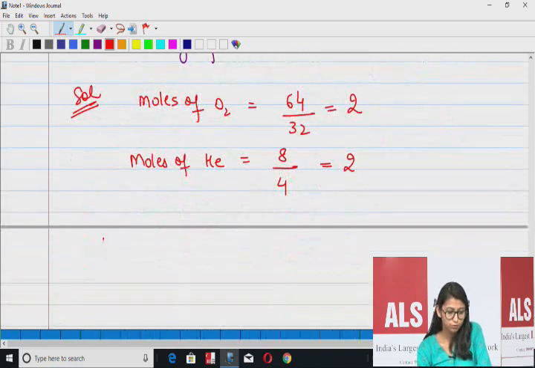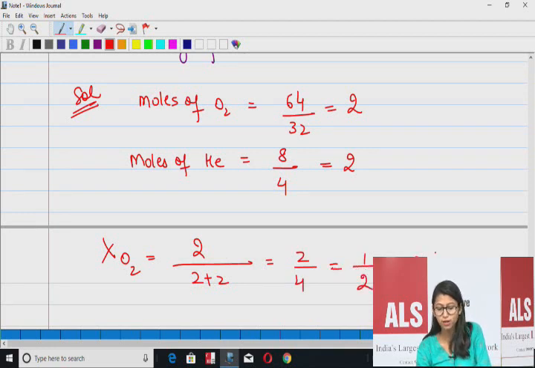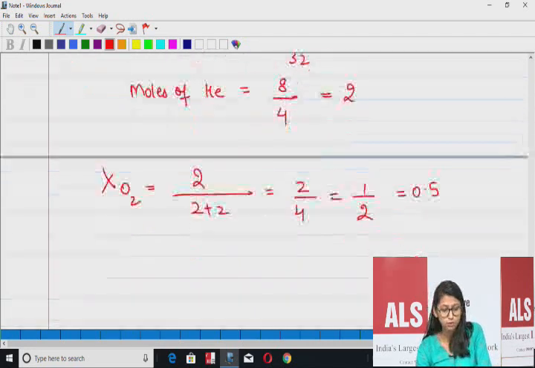Now, we have to find out the mole fraction of O2. What are the moles of O2? These are 2, divided by how much are the total moles? 2 plus 2. So I can write 2 by 4. Can I write it 1 by 2? So 1 by 2, it means 0.5 is the mole fraction. Right, everyone?